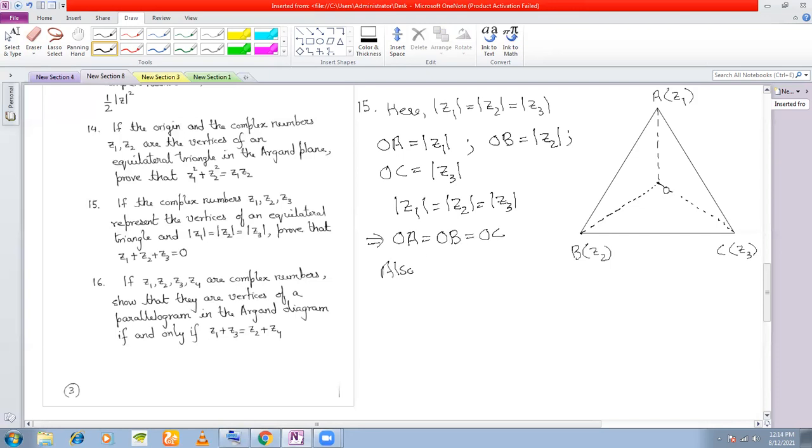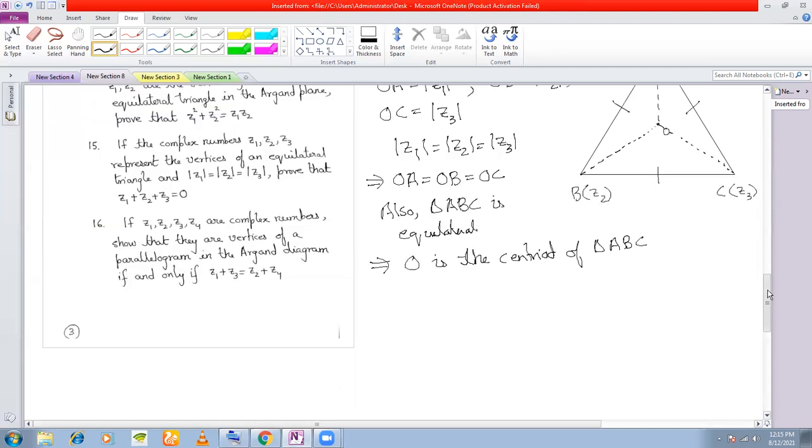Also, ABC is an equilateral triangle, right? Triangle ABC is equilateral, so these three sides are equal. So if ABC is equilateral and OA is equal to OB is equal to OC, then I can say O is the centroid of triangle ABC. So the origin is the centroid of the triangle.